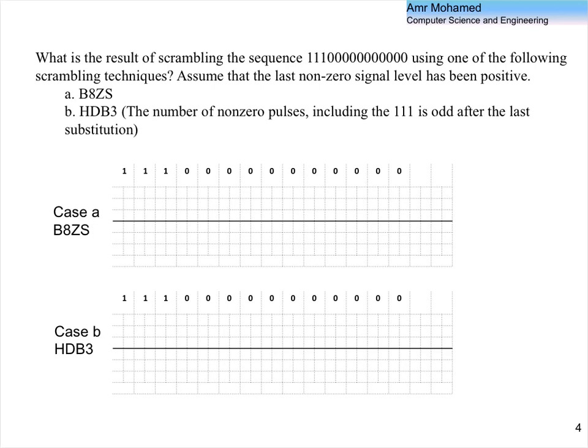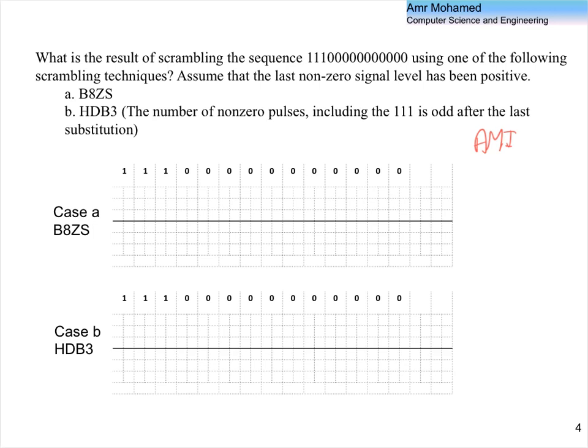that's the first example. The second example, asking about what is the result of scrambling the sequence 1, 1, 1 and all zeros using one of the following scrambling techniques. Of course, we have studied scrambling techniques as part of this chapter. These have been introduced to the line scheme AMI, or alternate mark inversion. The problem with this technique, or AMI, was the fact that AMI uses zero voltage level for the case of zero bit, which in that case is not desirable because the zero voltage level makes the receiver very much error prone, or it does not improve the error detection and self-synchronization at the receiver side. So that's bad. So in order to introduce some alternations, we have studied two different techniques.